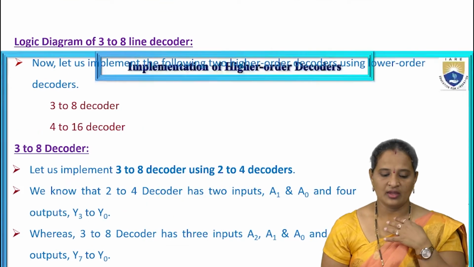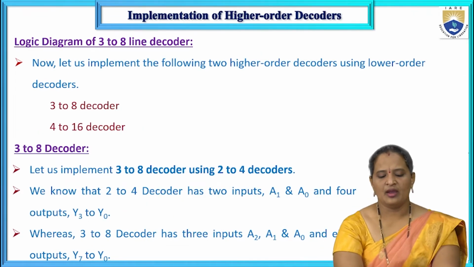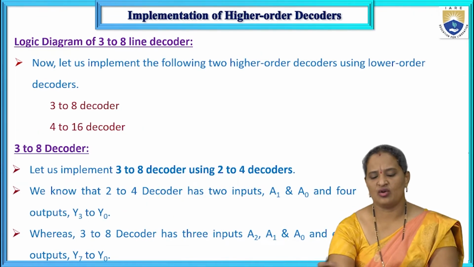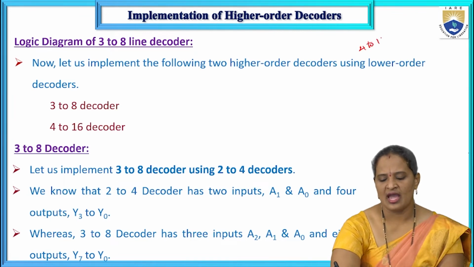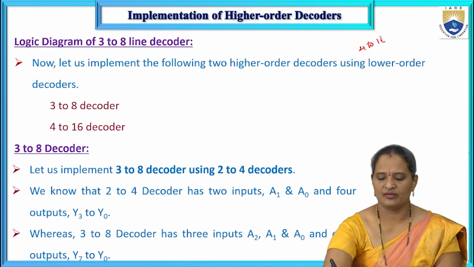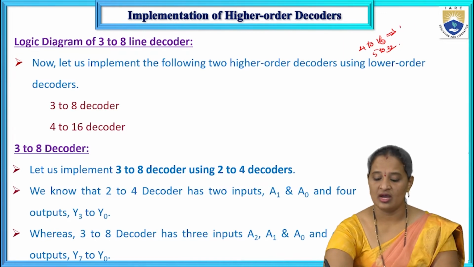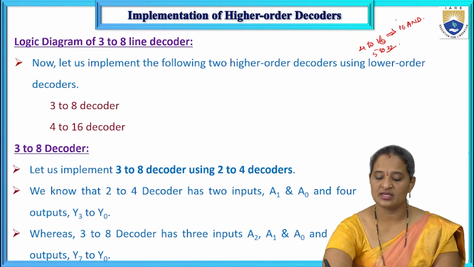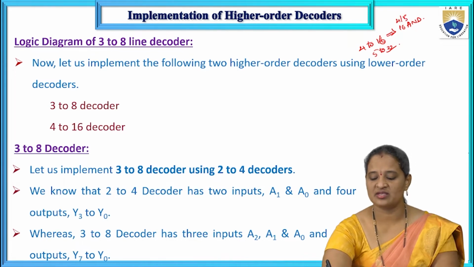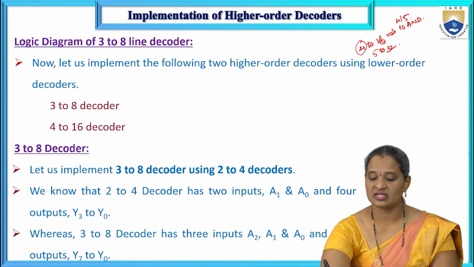Now, we can also have 4 to 16 decoder, 5 to 32 decoder and so on. In order to implement a 4 to 16 decoder, how many logic gates are required? 16 AND gates. And what is the number of inputs to each? That is minimum 4 or maximum 5. Including 4 inputs and 1 enable input, we can have 5 inputs.